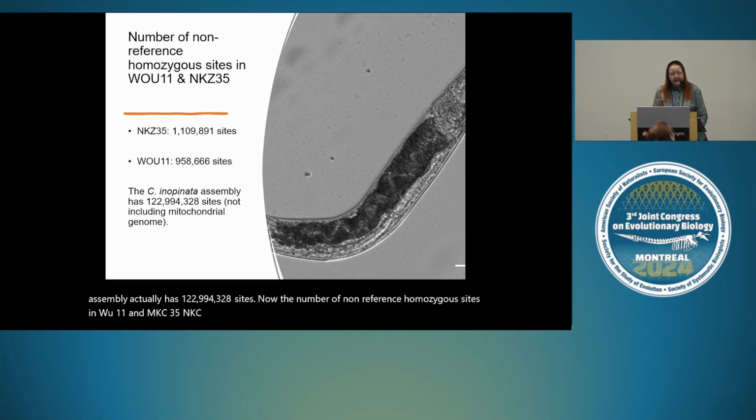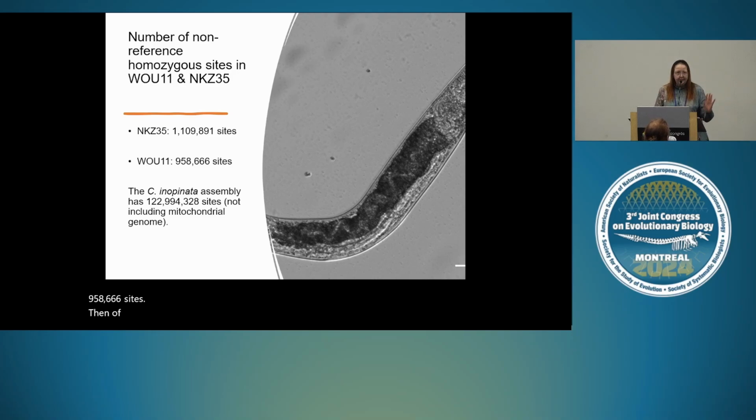NKZ35, our wild type, has 1,109,891 sites. Wu11 has 958,666 sites. Then, of course, I already told you this, so I'm not going to repeat it.